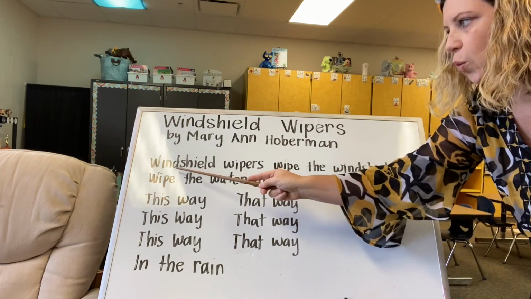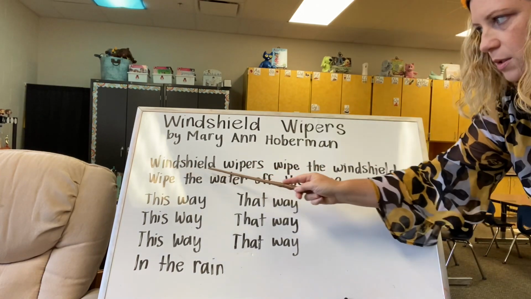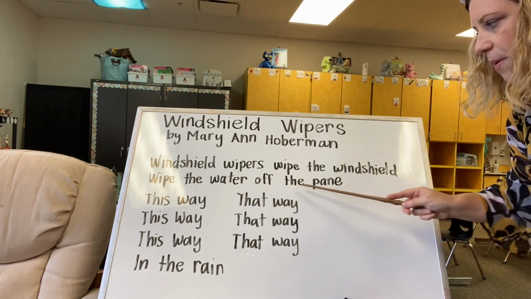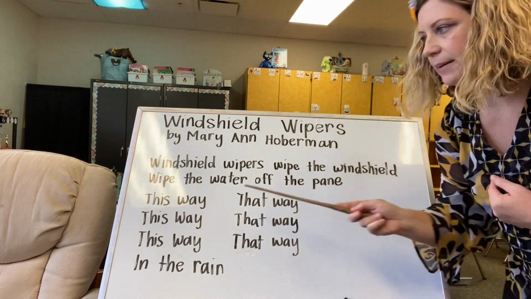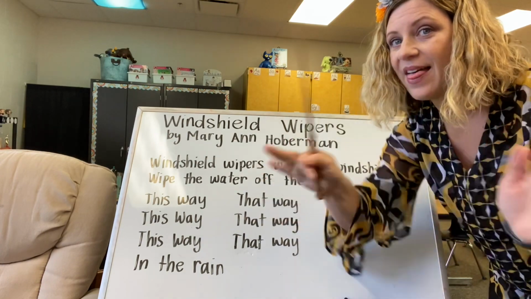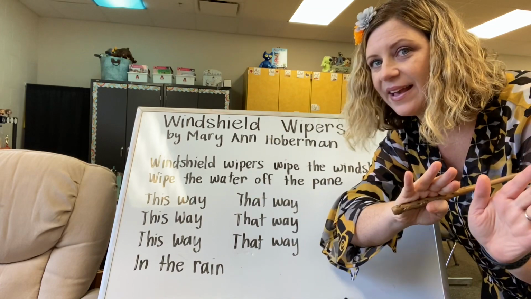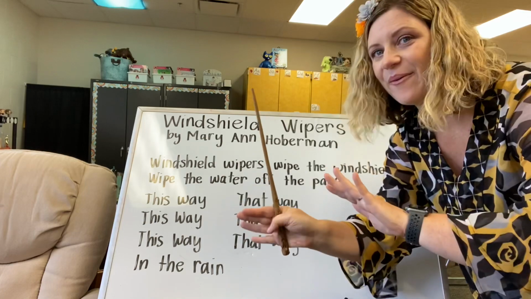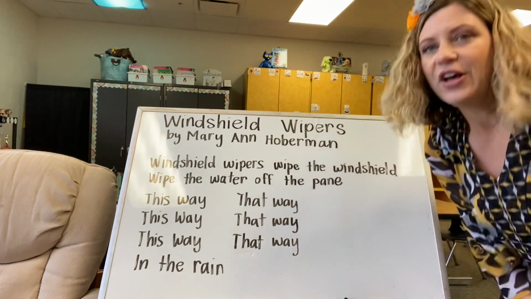Good. Windshield wipers wipe the windshield. Your turn. Windshield wipers wipe the windshield. Wipe the water off the pane. Your turn. Wipe the water off the pane. All right. Just echo me here. I'm not going to be able to do the movements and point. So this way, that way, this way, that way, this way, that way. In the rain. Your turn. In the rain. Good.